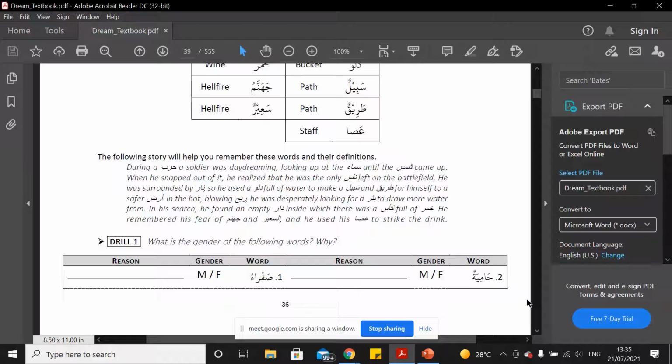Jazakallah. So Sister Hodma, are you okay to read it for us? Okay, yeah, come on.